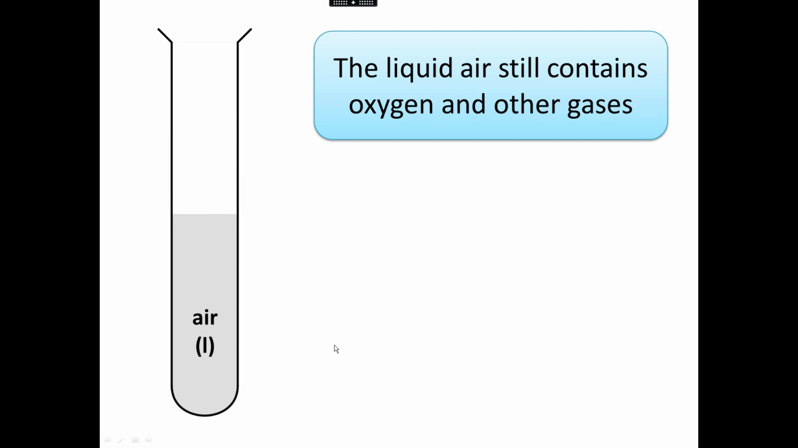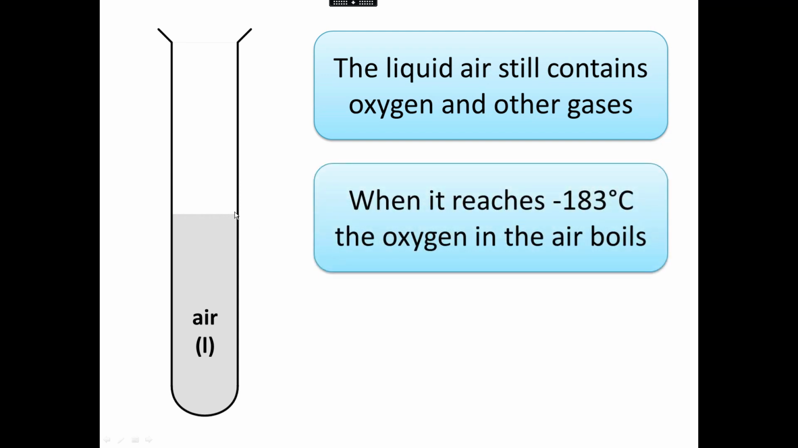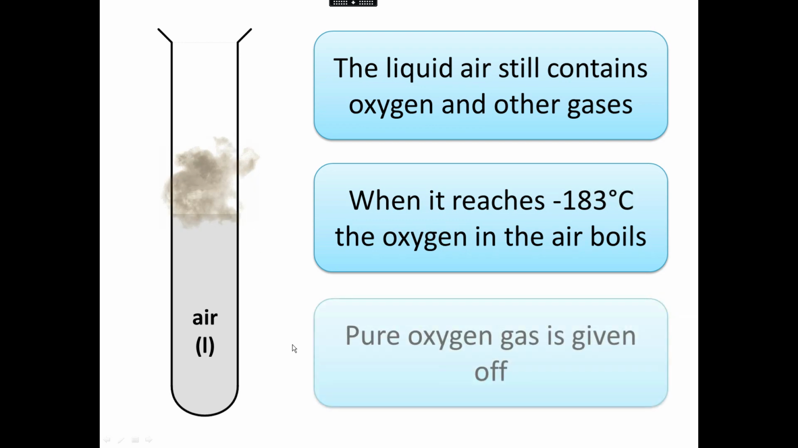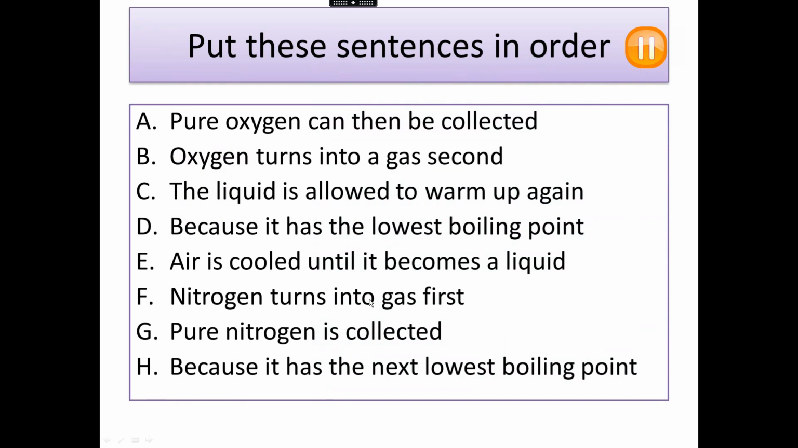Then, as it continues to warm, when it reaches minus 180, the oxygen boils, and then oxygen gas is given off. Okay, so air can be separated into oxygen and nitrogen.